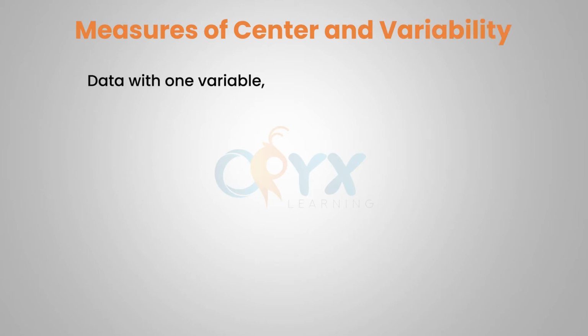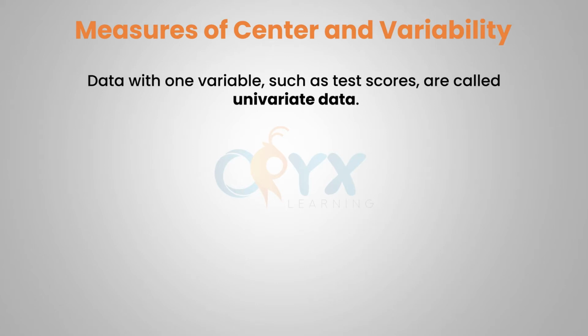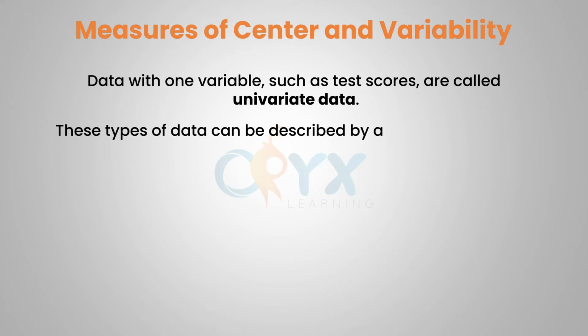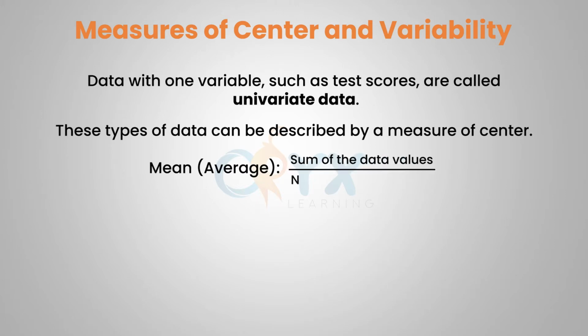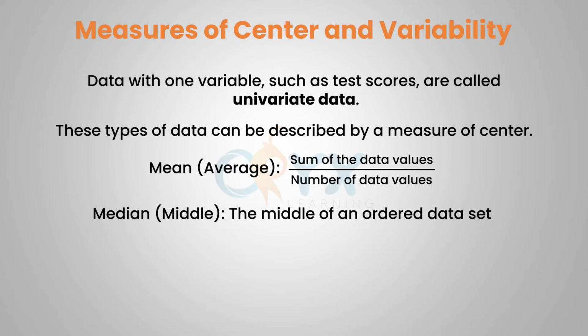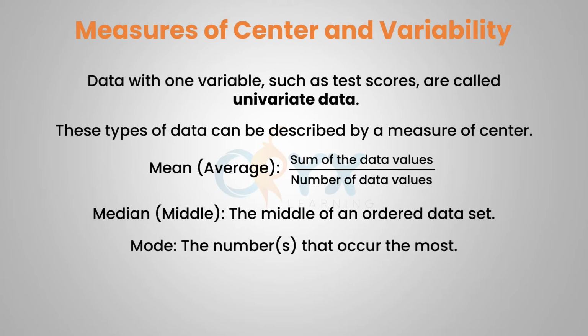Data with one variable, such as test scores, are called univariate data. These types of data can be described by a measure of center. Mean, also known as the average, is the sum of the data values divided by the number of data values. The median, also known as the middle, is the middle of an ordered dataset. And the mode, the number or numbers that occurs the most. The range is the maximum value minus the minimum value.